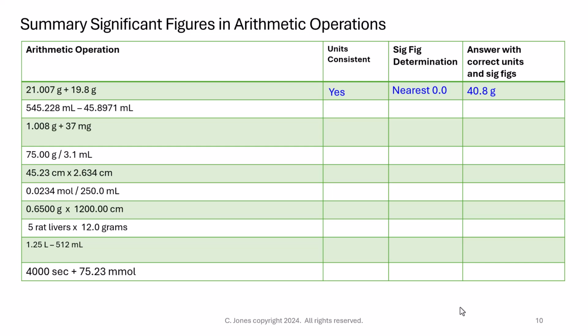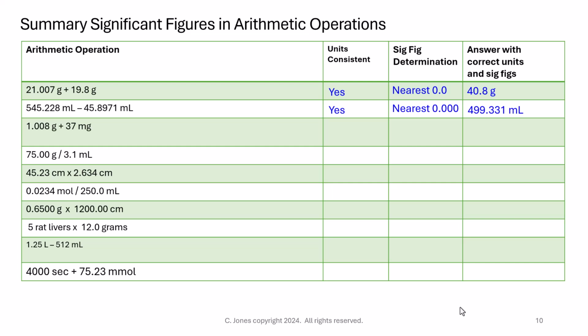Next problem. We're doing arithmetic, so we need to check to see if the units are consistent. They are. They're both in mils. All right. 545.228, 3 places past the decimal. 45.8971, 4 places past the decimal. So we're going to be at the nearest 0.001. So our answer is going to be 499.331 mils.